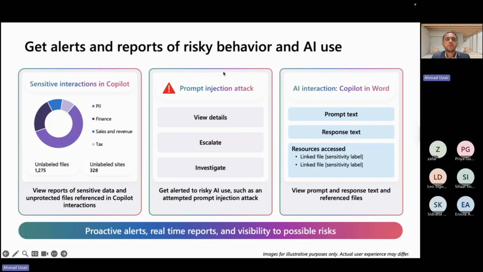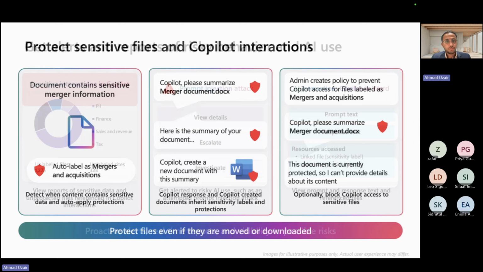So first thing is, we need to get the alerts and reports of any risky behavior and AI use. So we need to see again what the sensitive data is, and how many of these interactions have happened in Copilot, how many people actually asked for it, right? So we need to see if there is any prompt injection attack. Based on the users' behavior or the prompts that they are entering, we need to see their interaction, what the prompt text was, what the response was, and which resources they accessed, right? And hence we can identify if this user might be showing any risky behaviors, right?